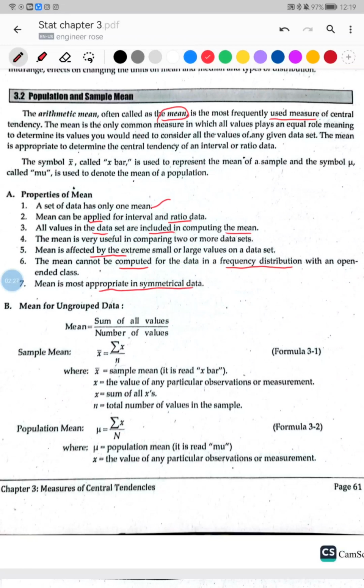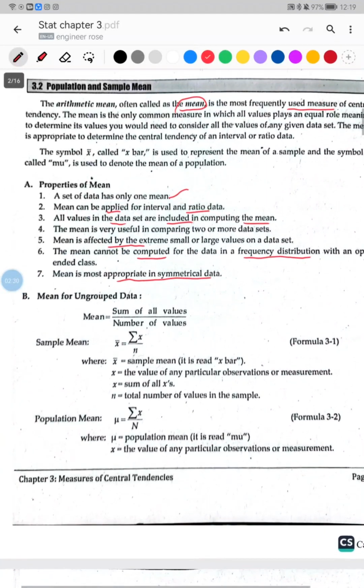So, there are two formulas for the mean of ungrouped data. First, the sample mean: x bar equals the summation of x over n. Meaning, all the given x values, you add them: the total of the x values in a sample, over n. n is the total number of values in the sample. So, that is the sample mean.